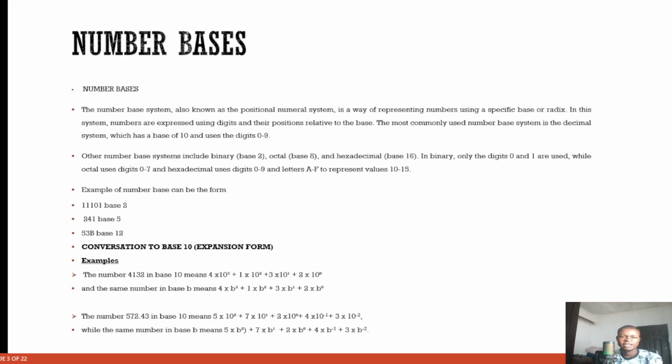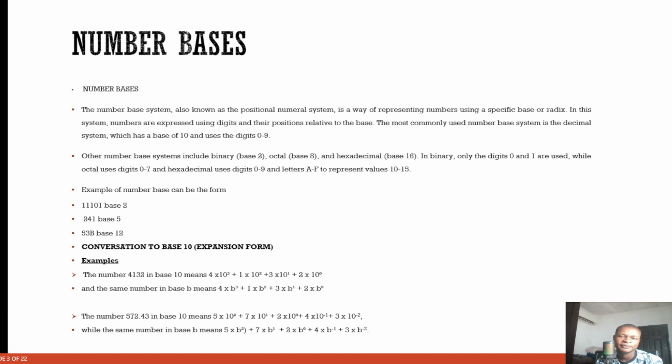Now let's move to conversion to base 10. How can we convert a number in another base to base 10? Obviously, to convert to base 10, our number will not be in base 10, which means it can be in another base. So how do we convert a number to base 10? We convert it to base 10 using expansion form.